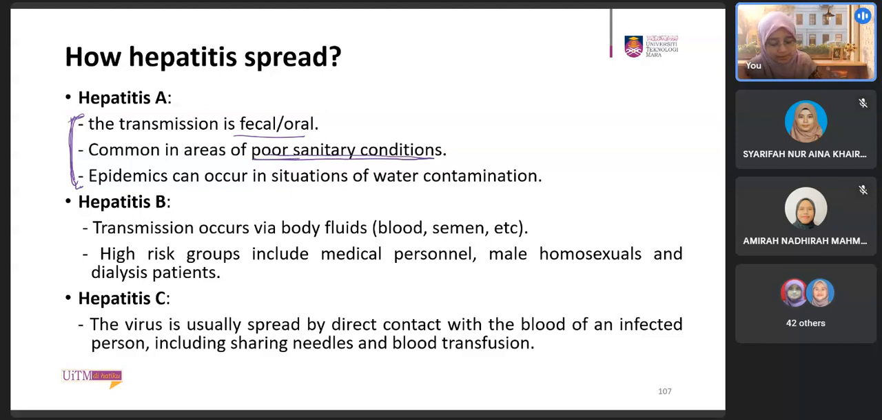Okay, and then hepatitis B, transmission occurs via body fluid, blood, semen, etc. So high risk groups include medical personnel, male homosexuals, and also dialysis patients. Okay, and then the third type is hepatitis C. The virus is usually spread by direct contact with the blood of an infected person, including sharing needles and also transfusion. So these are the different types of hepatitis A, B and also C.